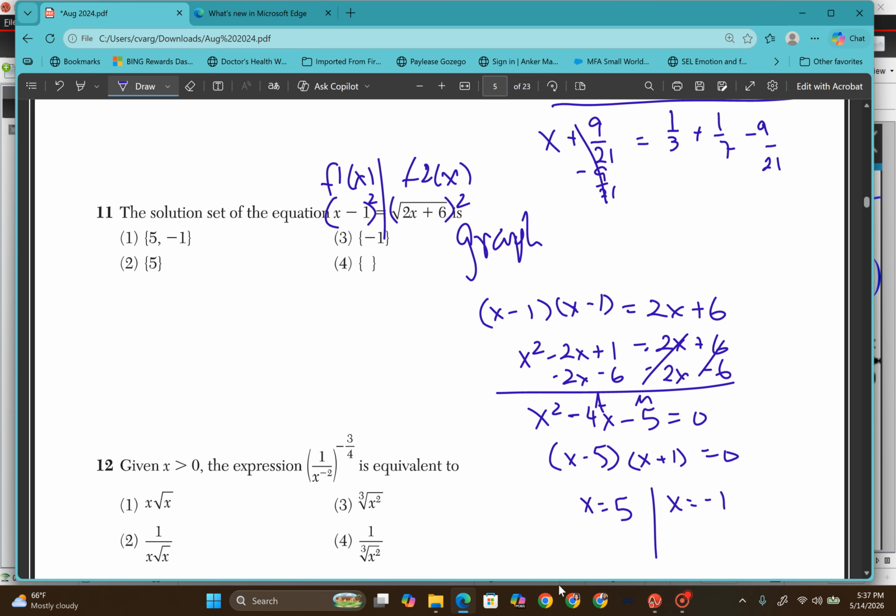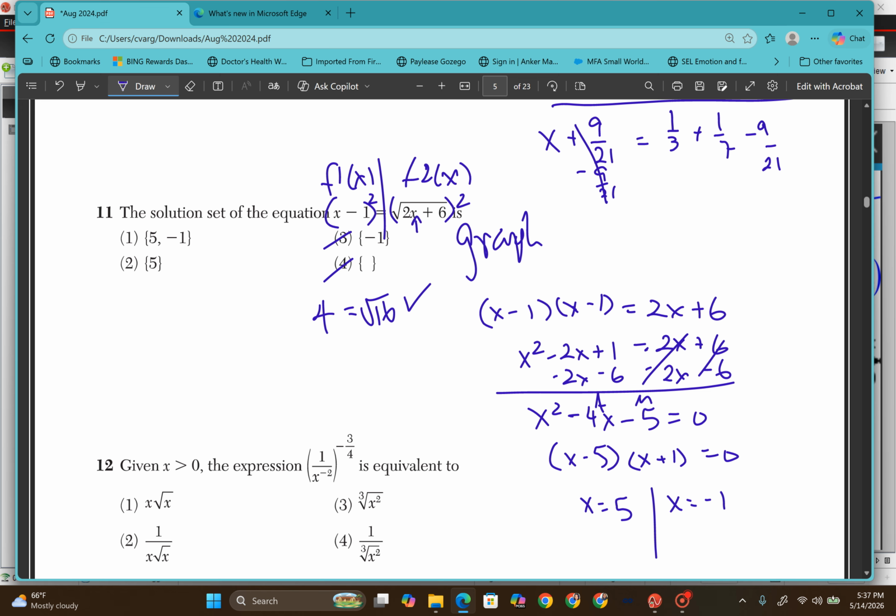And then you have to see which one does not work, if at all. So you will see that if you take 5 minus 1, that is 4, is equal to, and you plug in the 5 here, 2 times 5 is 10, plus 6 is 16, so the square root of 16 is 4. So 5 works. So this is wrong, this is wrong.